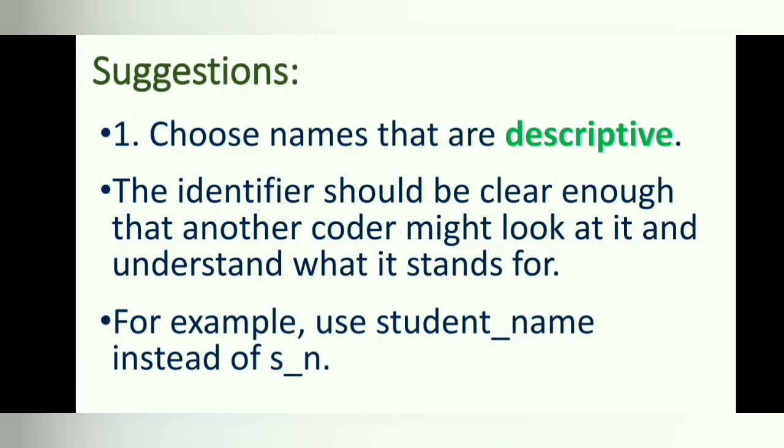7-point suggestions for naming. Choose names that are descriptive. The identifier should be clear enough that another coder might look at it and understand what it stands for. For example, use student_name instead of s_n.